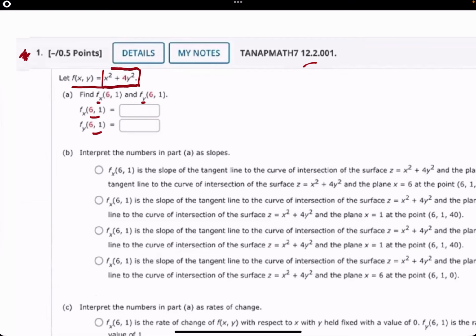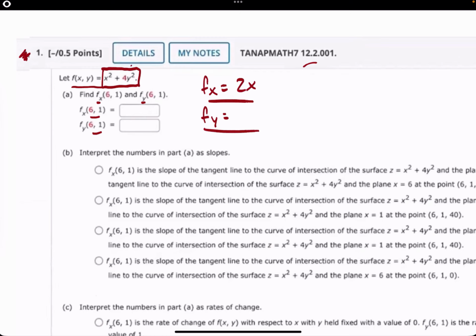Derivative with respect to x. We identify all the x terms and find their derivatives. So x squared goes to 2x. 4y squared is not an x term, so it goes to 0. It's treated as a constant. It's held fixed, in other words.